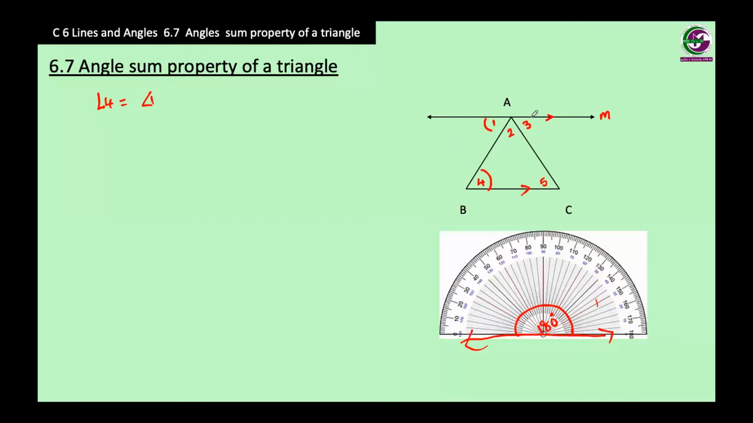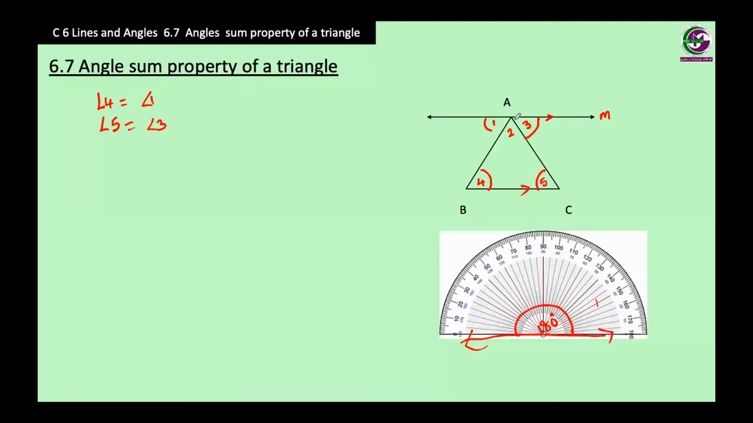And also at the other point, you can see there is another Z. So we can say angle 3 is the same as angle 5. So whenever you have angle 5, you can represent it by angle 3.